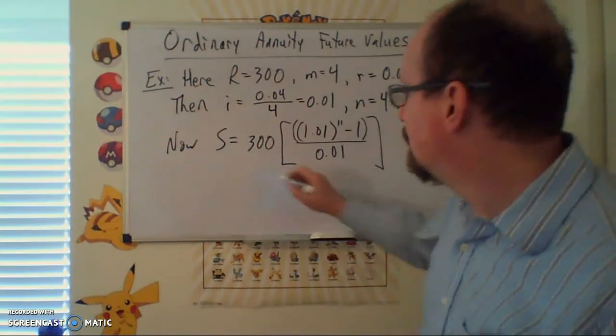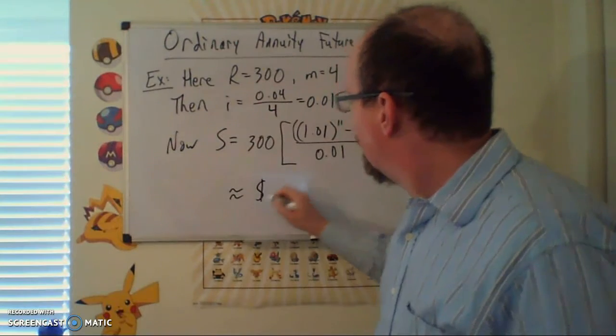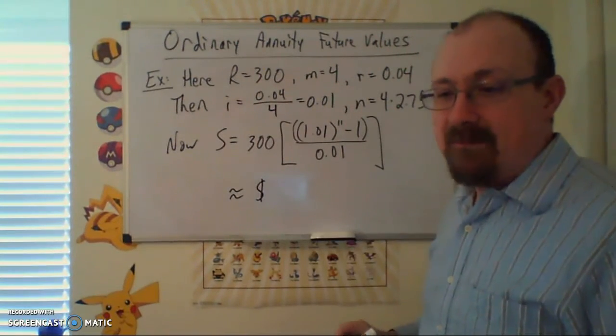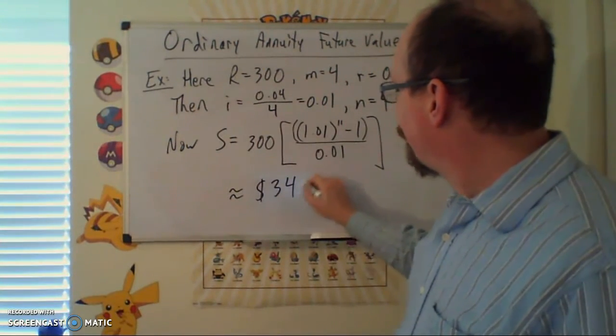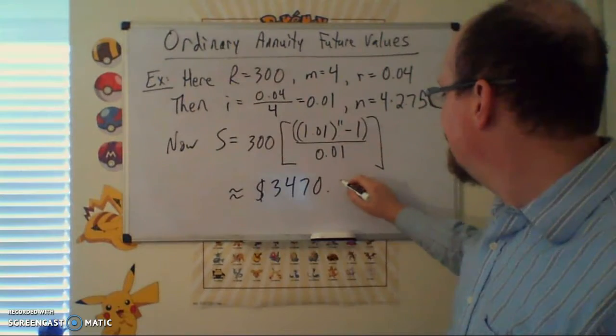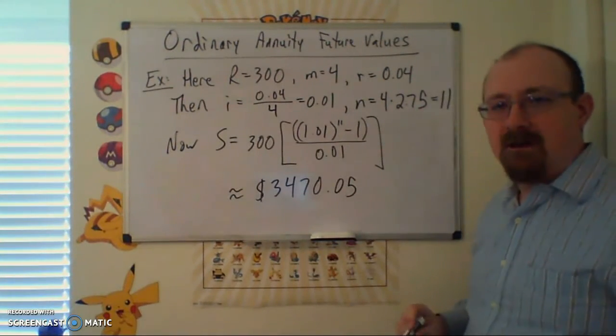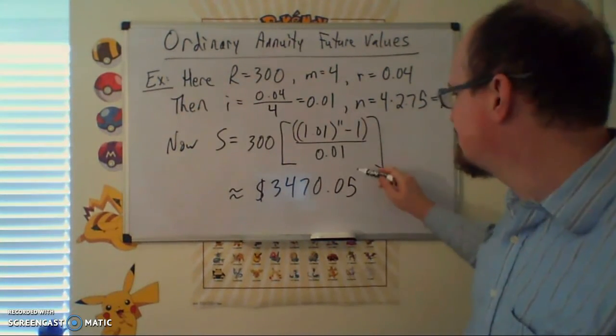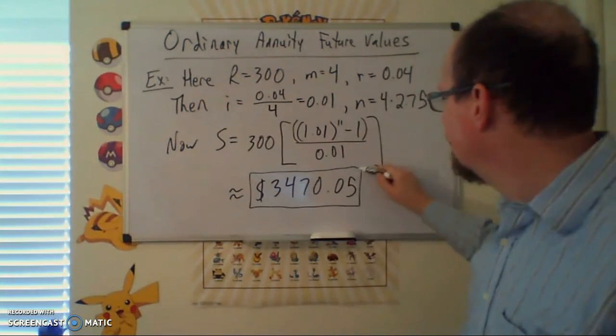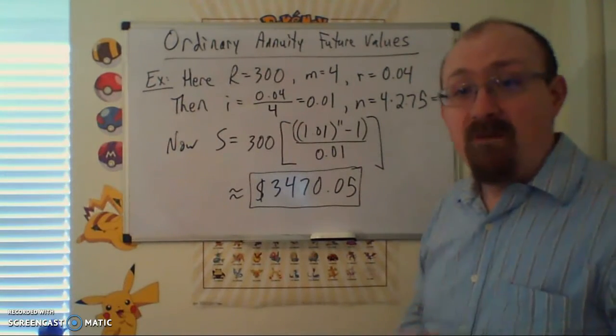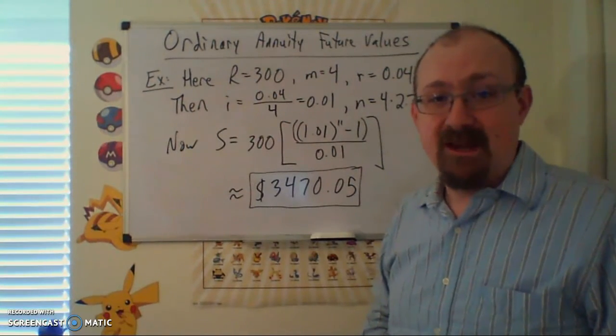Anywho, so once we crank out all the arithmetic on that, we should get $3,470.05. Again, rounded to the nearest cent. It's not a nice clean thing. So that's one future value calculation taken care of.